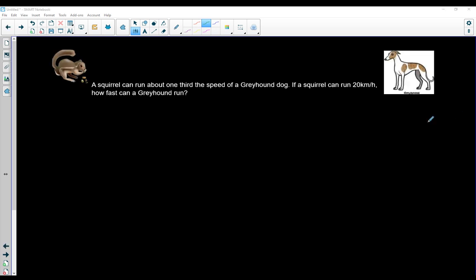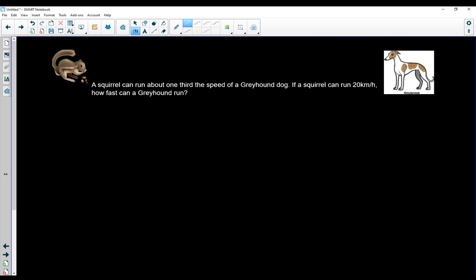Okay, we're going to look at another question now where I'm using another opposite operation. So it says a squirrel can run about 1/3 the speed of a greyhound dog. If a squirrel can run 20 kilometers an hour, how fast can a greyhound run?